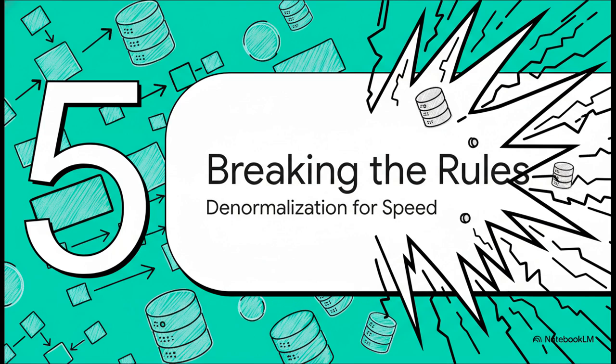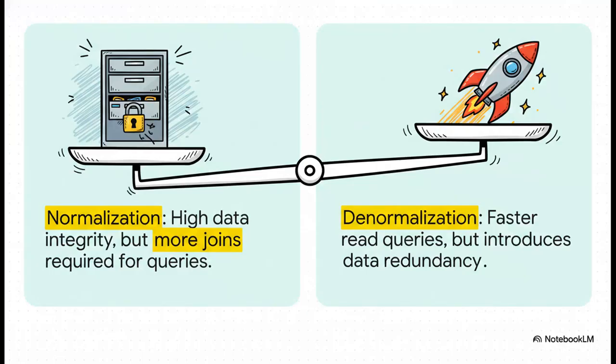Okay, so we just spent all this time perfectly organizing our data. We've achieved total database zen. But here's the big twist. Sometimes, for performance reasons, you might need to strategically and very carefully break these rules. This is a concept called denormalization. It all comes down to this one fundamental trade-off. Normalization gives you absolutely pristine data integrity.